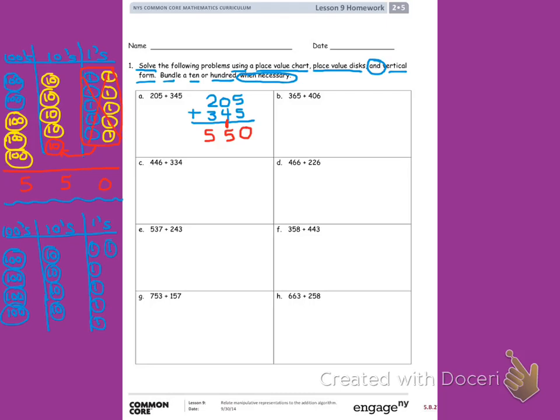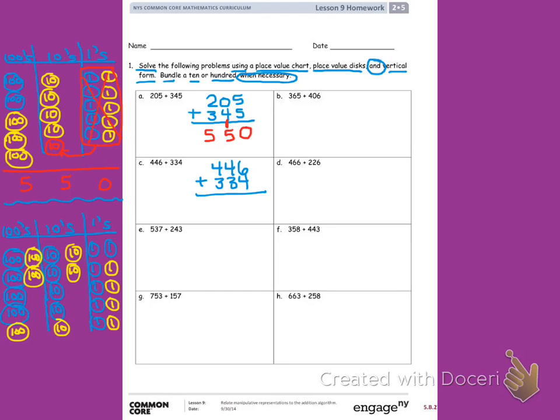Now I have to add 334 to it. 334 has 3 groups of 100. Three groups of 10, and 4 ones. I'll go ahead and write it vertically now. 446 plus 334.